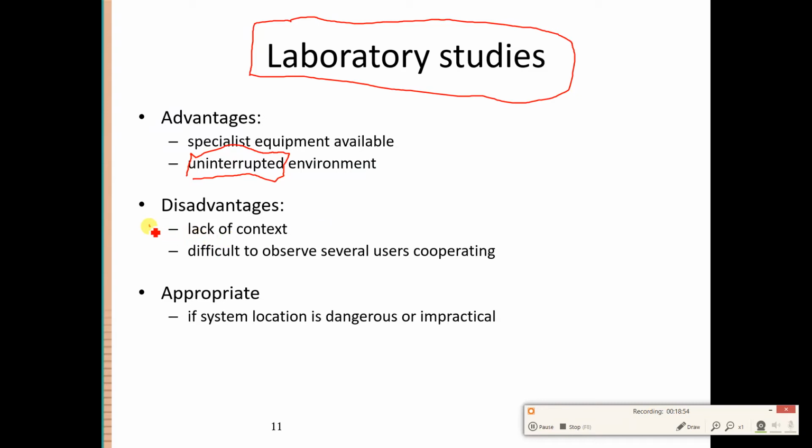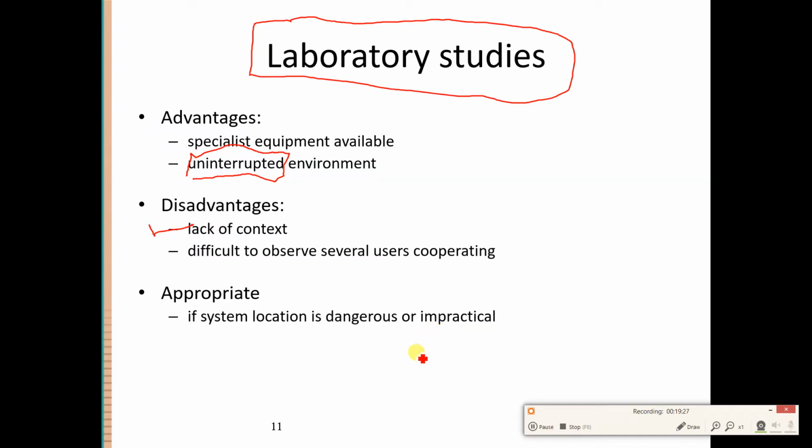So this can be a disadvantage if we are evaluating the system in the laboratory. It is difficult to observe several users cooperating in laboratory studies, because the actual users are usually not there, and if they are there, they might not all be there. So how they are going to cooperate with each other, we cannot observe in laboratory studies. So we can conclude that laboratory studies are appropriate if the system location is dangerous or impractical.